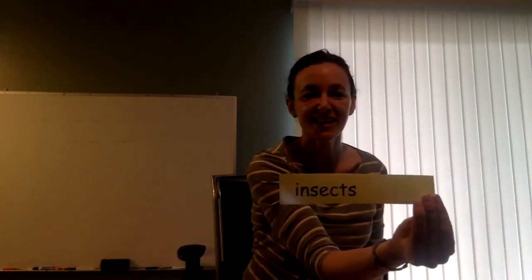This word is the name of the class of arthropods that has 3 body segments, 3 pairs of legs, 1 pair of antennae, and usually has wings. What is it? That word is insects.